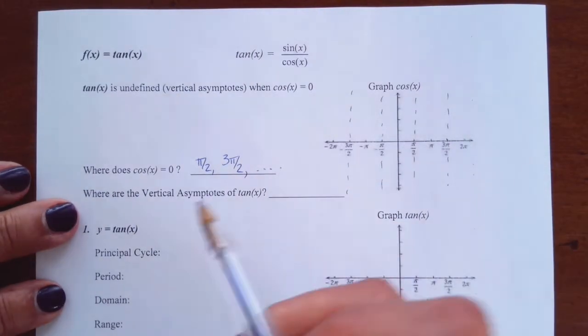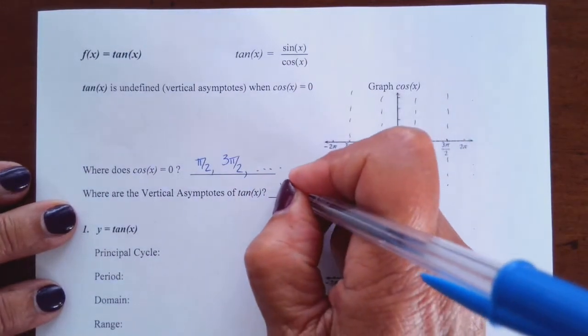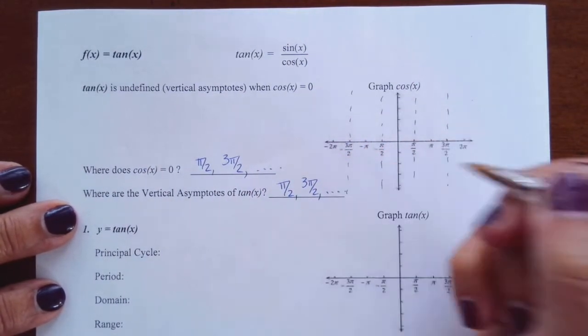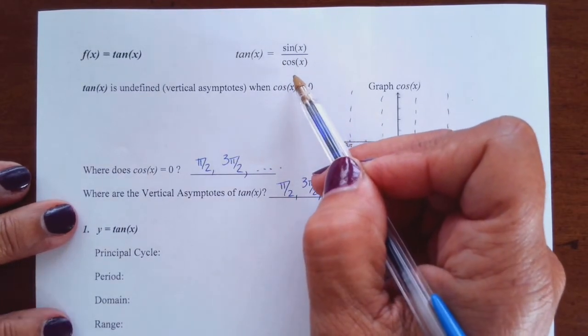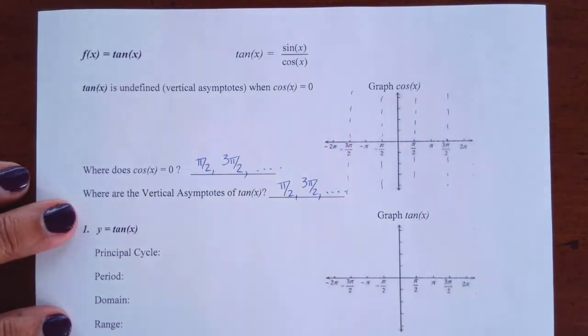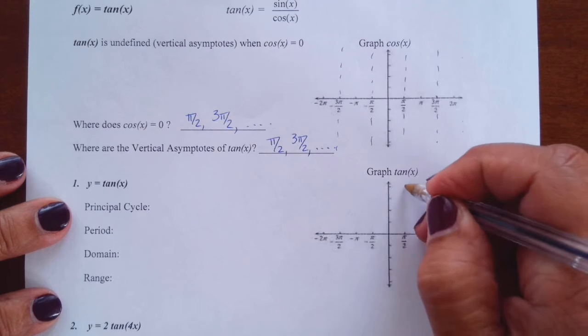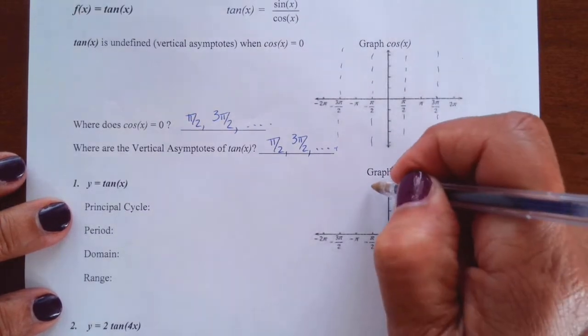All right, so where are the vertical asymptotes of tangent? Where the cosine equals 0. So everywhere there's a cosine of 0, a bunch of them, I can't get this answer, okay? All right, so when we look at the tangent, okay, the graph of tangent. So I did this wrong. Pi over 2 is here. This is tangent. I forgot the cosine graph was up there.